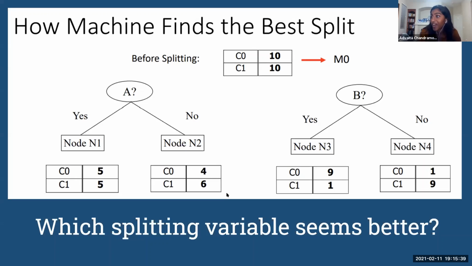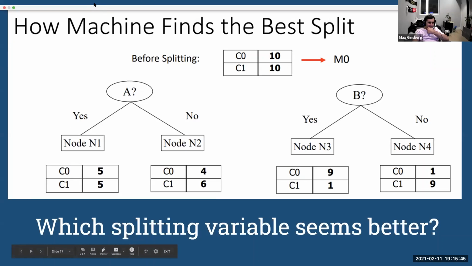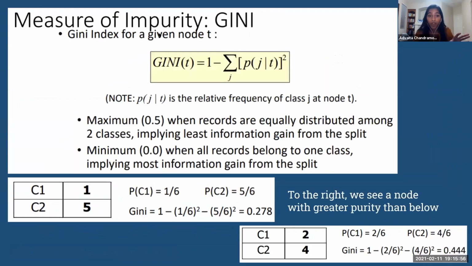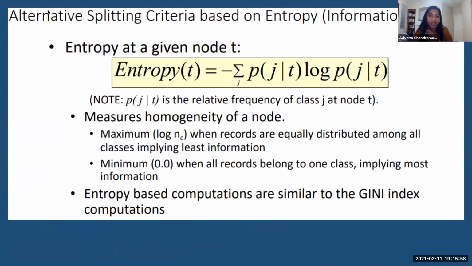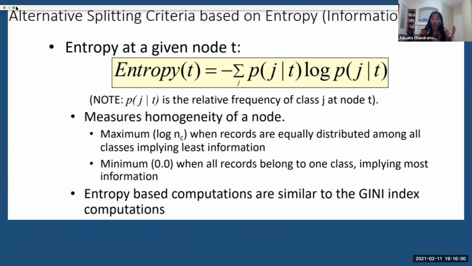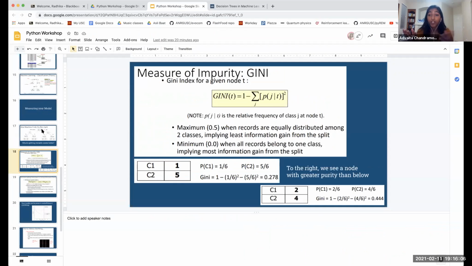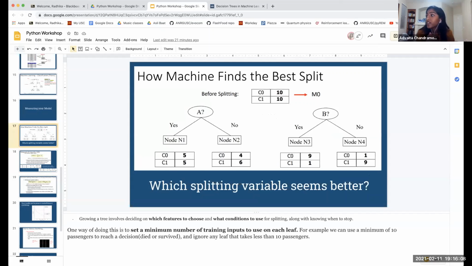Unfortunately, that is incorrect, Max and Yvonne. The answer would be B. Yes, unfortunately not. It's because B results in groups that are homogeneous. You see node 3, there's 9 of C0 and only 1 of C1. But on the other example, there's 1 of C0 and 9 of C1. So essentially you have two groups that are mostly either C0 or C1.